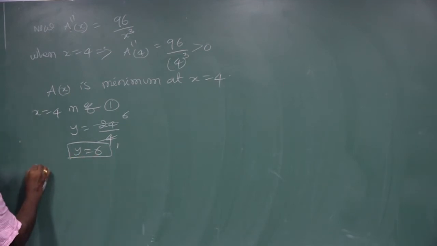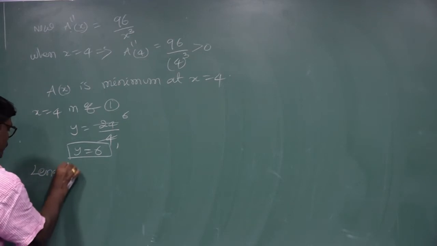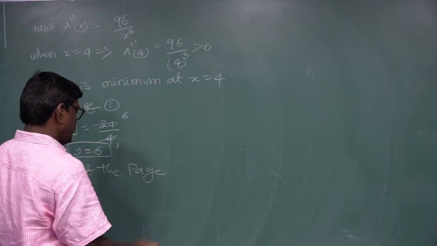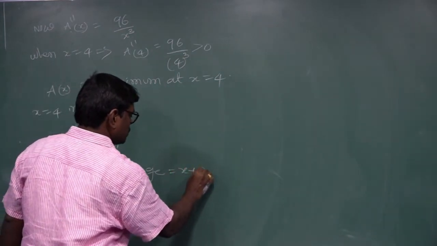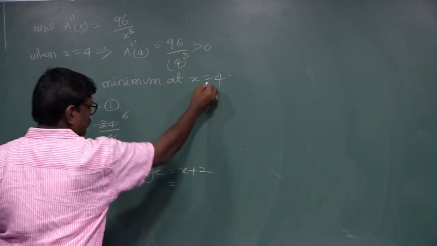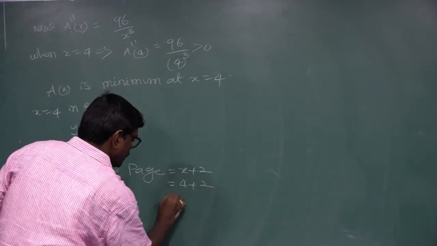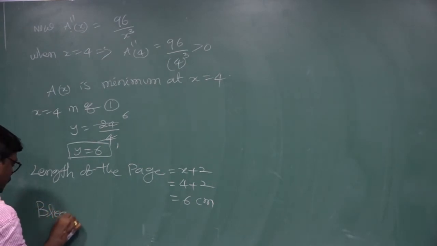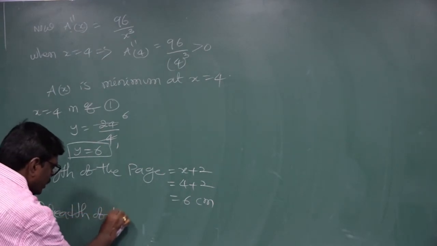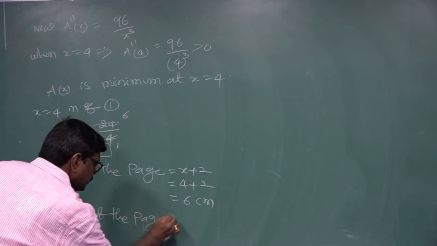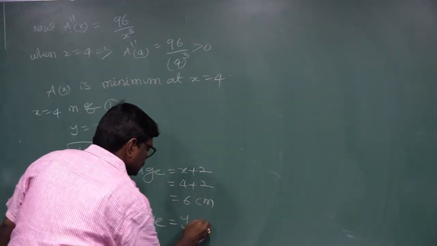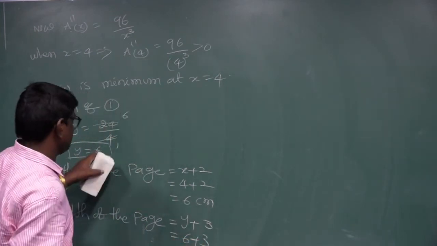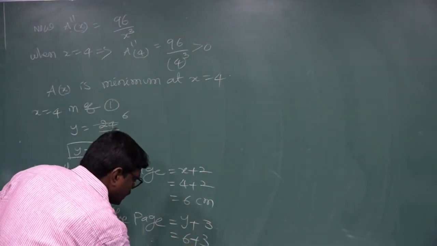Next, the length of the page equal to x plus 2, with x equal to 4, gives 4 plus 2 equal to 6 centimeters. Breadth of the page equal to y plus 3, equal to 6 plus 3, equal to 9 centimeters.